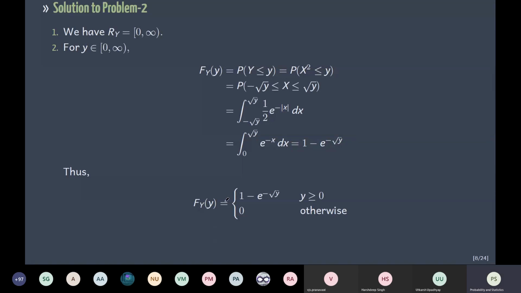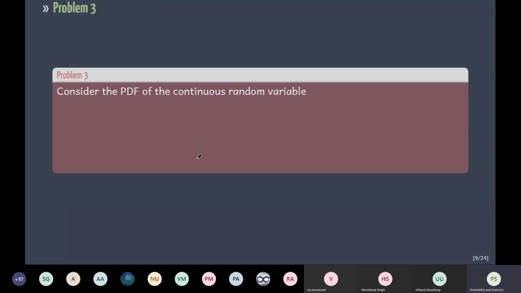Now, to summarize, we always like to summarize. So the CDF is 1 minus e to the minus square root of y for y greater than or equal to 0. That's the range of y we have found. And otherwise, that is for y less than 0, it is defined to be 0. So that's the CDF. Now consider another problem, the PDF of the continuous random variable.